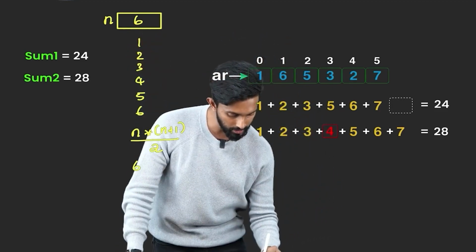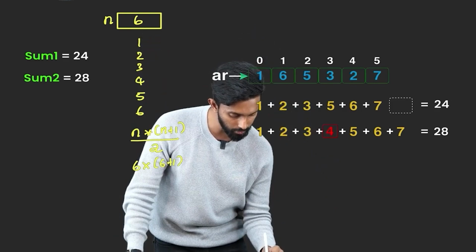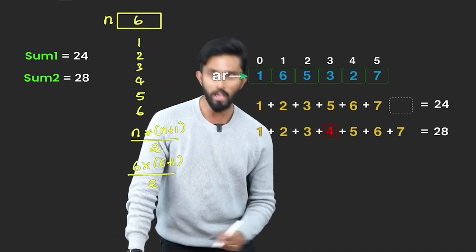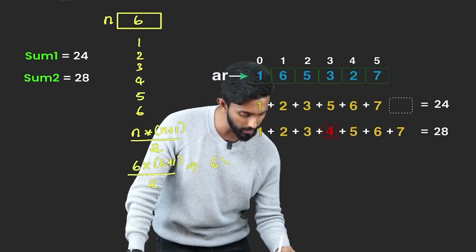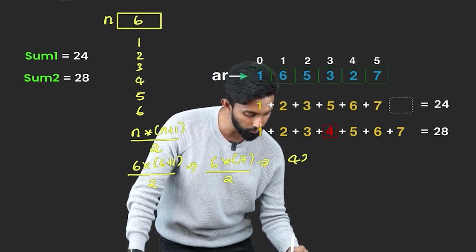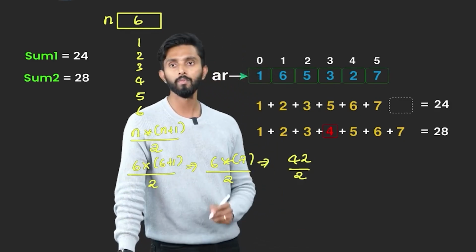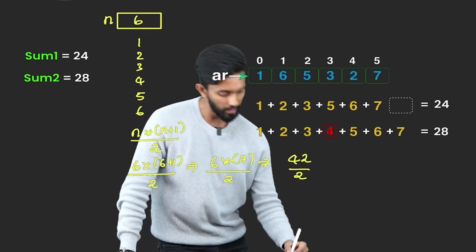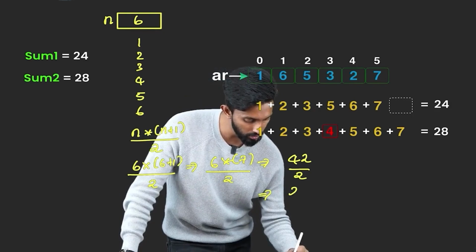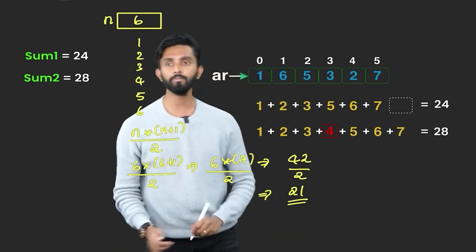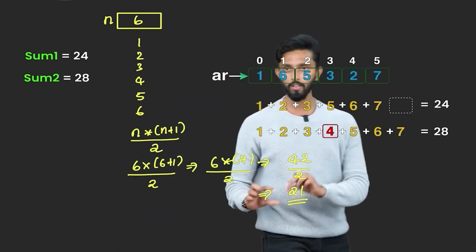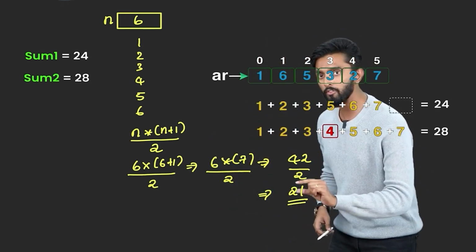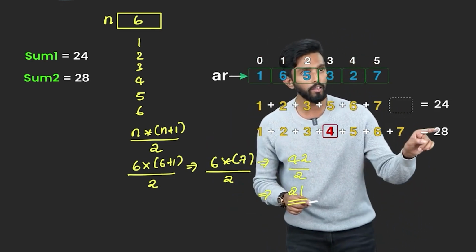Now, sum of n natural numbers means, what is n value? 6, which means 6 multiplied by 6 plus 1 divided by 2. Which is nothing but 6 into 7 divided by 2, which is nothing but 42 divided by 2. Understood what I am trying to say? And if I were to divide it, what is it going to be? 21. Everybody would agree with me that it is 21. But sir, we don't want 21, sir, we want 28, you may say.